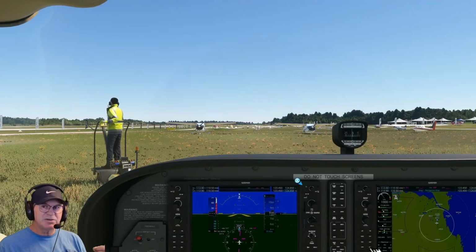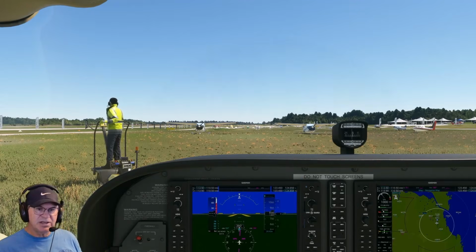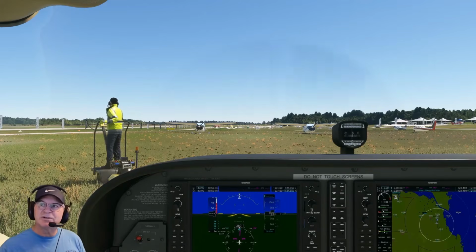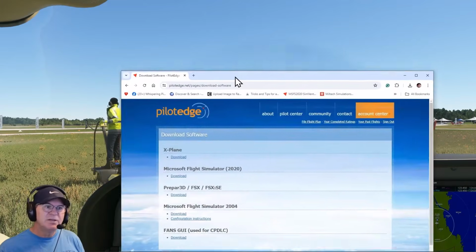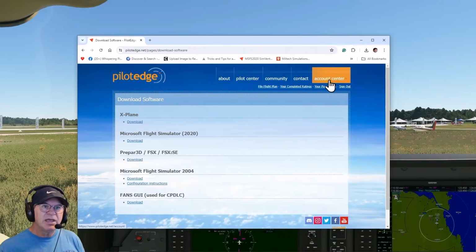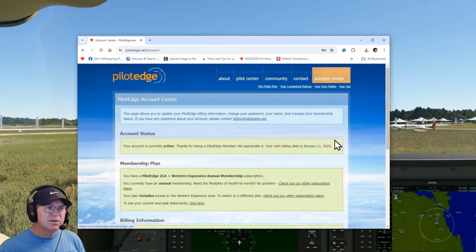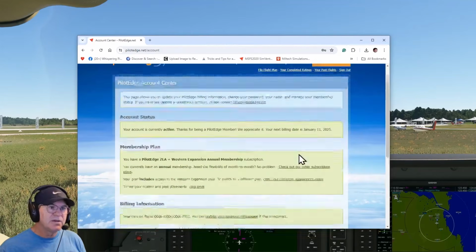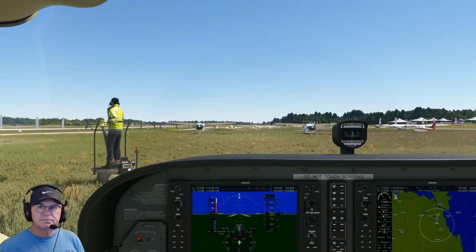All right, so that's what we want to do now. We want to get started with the client. We configured the client. We didn't get started with the client. So we're going to go to Pilot Edge now, like this. And we're going to the account center. Oops, that's not what we want. So let's go see where to do.